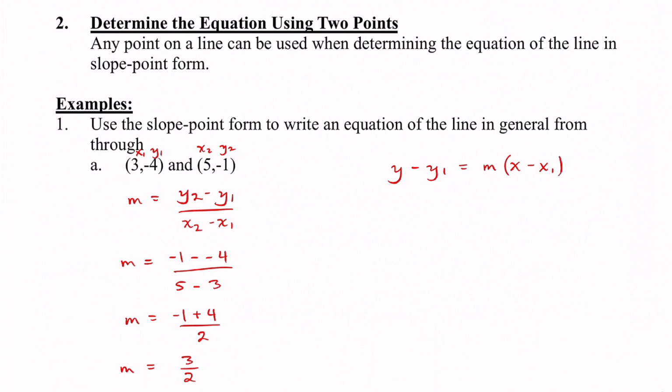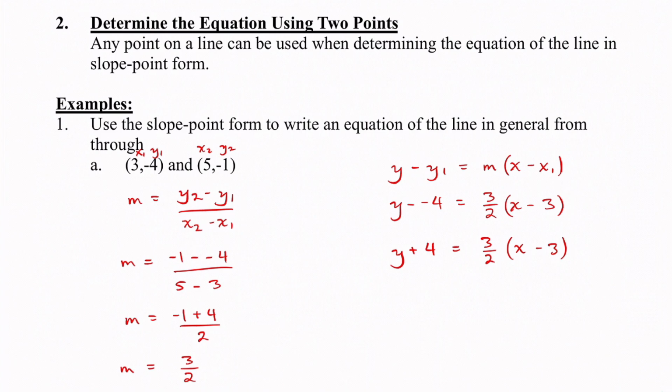And again, it doesn't matter which point I pick. Usually though, I pick the one that I already labeled as x1, y1 because I see I have those right here again. So it's going to be y minus, and then y1 was negative 4 equals m, we found was 3 over 2. And then we got x minus, and then x1 was a 3. And then all we got to do is simplify those two negatives. So it's going to be y plus a 4 equals 3 over 2 times x minus 3.